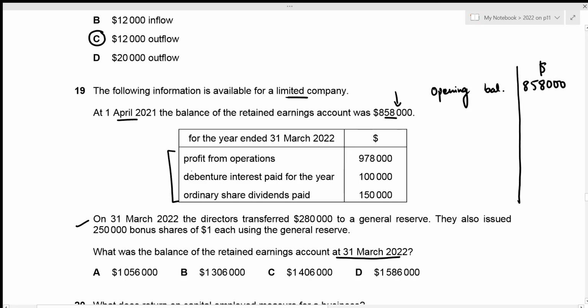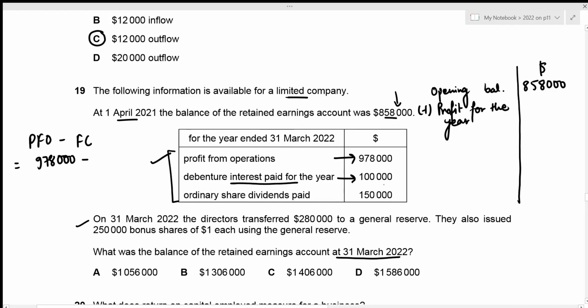Okay, then we're given profit from operations. But remember that we only add our profit for the year in our retained earnings. And profit for the year is just profit from operations minus our finance charges, right? And we're given the profit from operations right here to be 978,000. Now we need to subtract our finance charges, which is just the interest charges, right? And we're told that the debenture interest paid for the year is 100,000. Now this will act as the finance charges, so we just subtract 100,000.